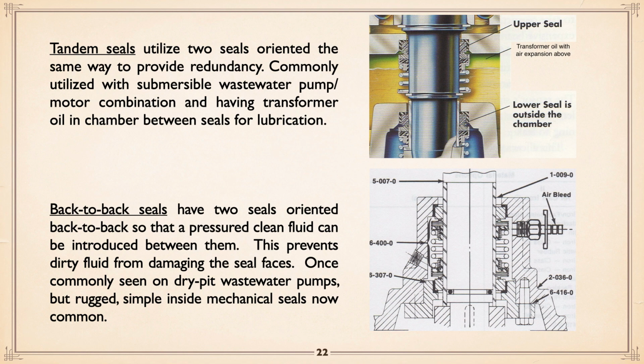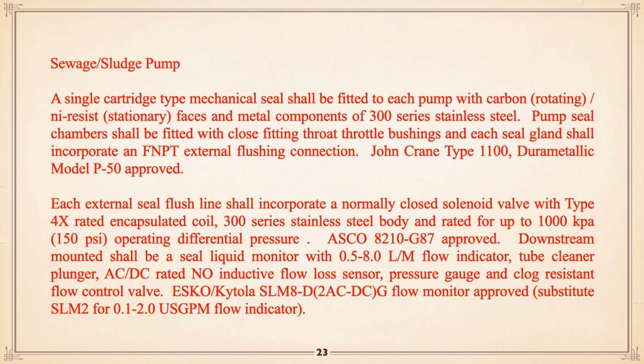Nowadays, you don't see them as much because inside mechanical seals have got to the point where they can pretty much handle anything that's needed. For example, here is a mechanical seal specification. A couple of brands listed, as we mentioned before. That way it's there. An external flush line, etc. You can follow through that spec as you want.